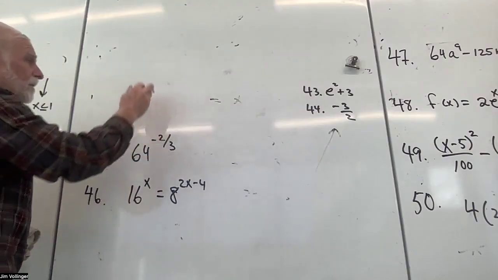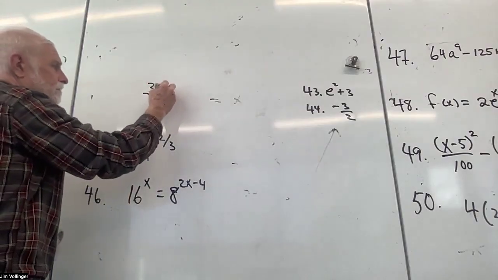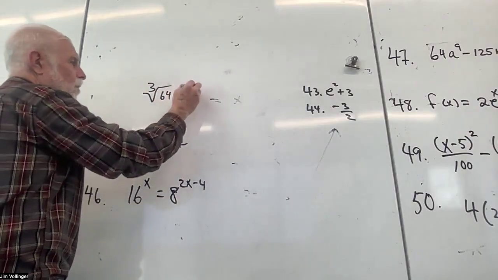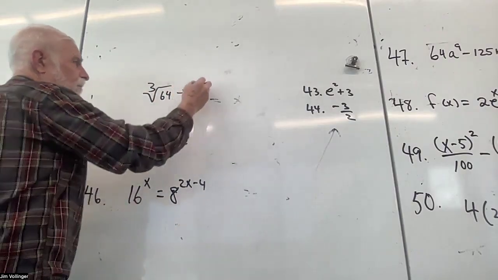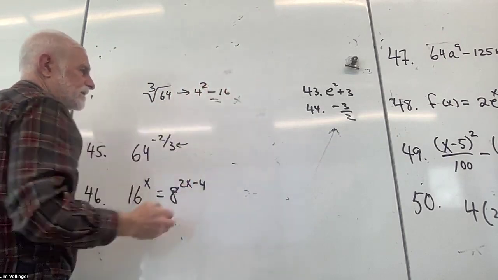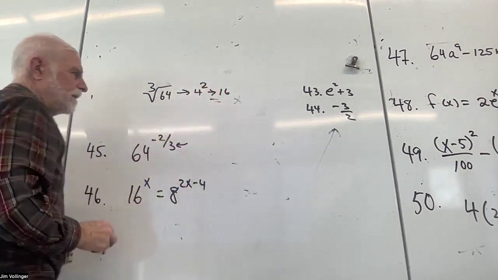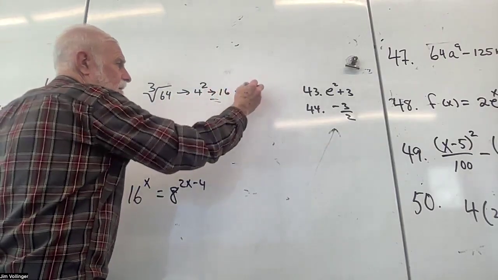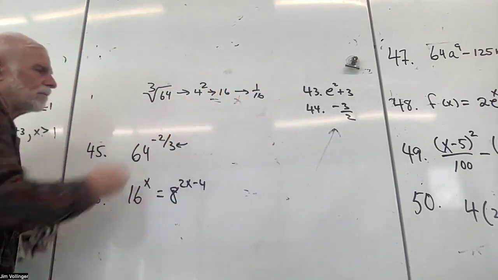45. I want the cube root of 64. That's what that operation is, which happens to be 4. And then I'm going to square the 4, which happens to be 16. I put an arrow there. It's not a negative 16. And then I've got to put it in the denominator. That's really what you're doing with that.